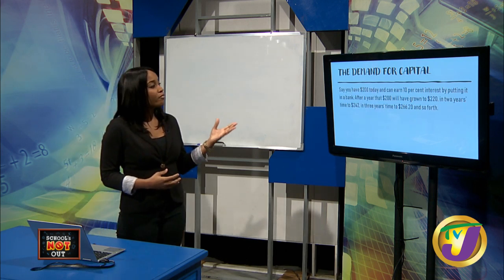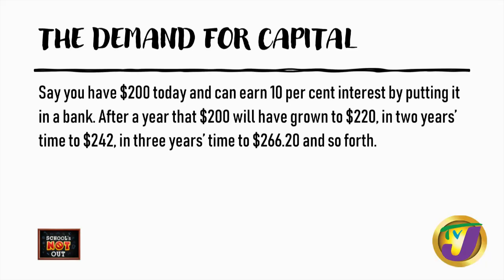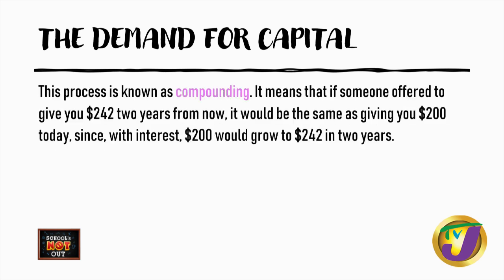So say you have $200 today and you can earn 10% interest by putting it in the bank. After a year, that $200, 10% of 200 would be $20. So the $200 plus the $20 would have grown to $220 after a year. Following that same principle, if you calculate 10% of this $220, it means in 2 years' time, that initial amount of money you put down in the bank will grow to $242. And in 3 years' time, it will grow to $266.20. And I hope you're doing your calculations just to make sure that all of this is correct, right? So that's just the basic idea here.